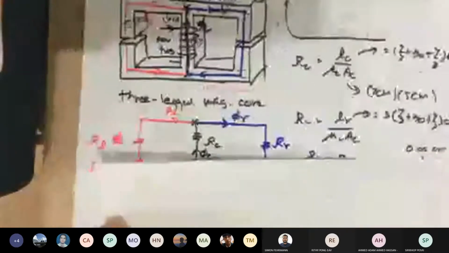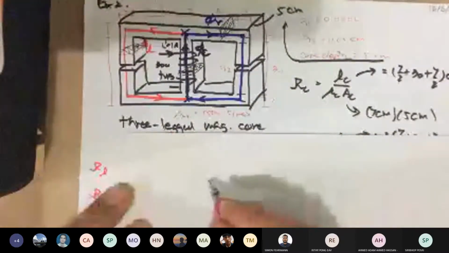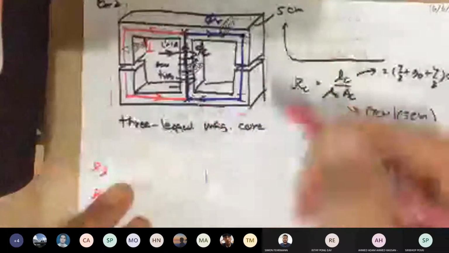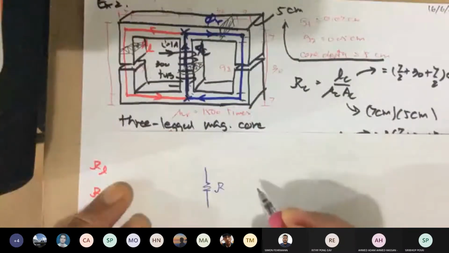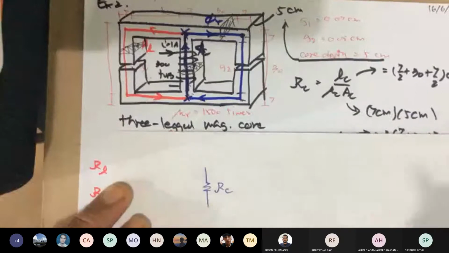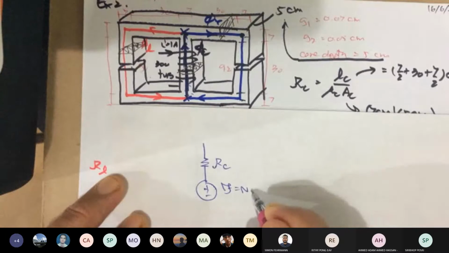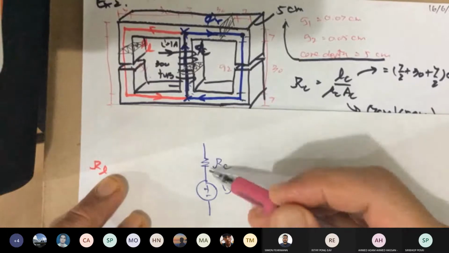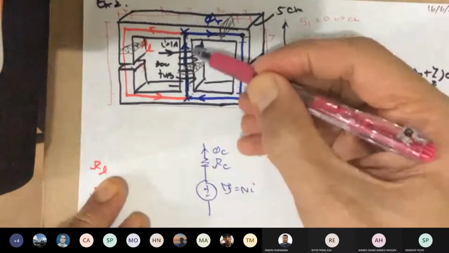Okay, so your source is where the winding is located, which is in the center leg. So here, this is the center leg of the core, and the center leg contains your core, so you have a reluctance. I'm calling this R sub C for center. It contains the winding, which produces the magnetomotive force, number of turns times the current. So in the center leg, it has a magnetic flux of phi C flowing.